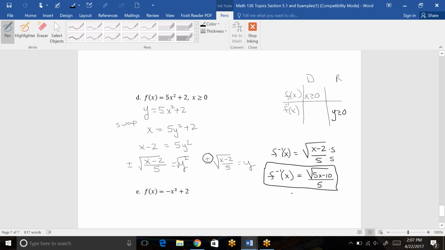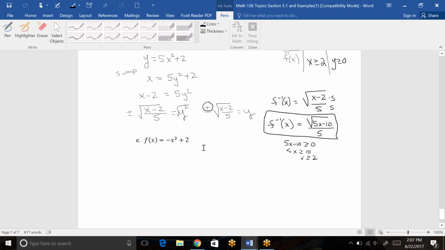For the domain of this one, since it's a square root, we set the inside greater than or equal to 0, just like we do with any square root. So we would add the 10 over and divide by 5. It looks like on my inverse, my x has to be greater than or equal to 2, which means on the original function, the y has to be greater than or equal to 2, because domain and range always just get swapped.